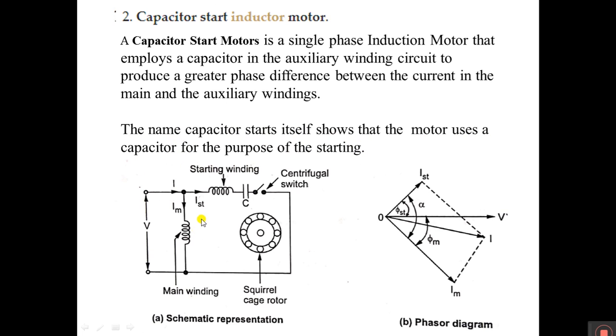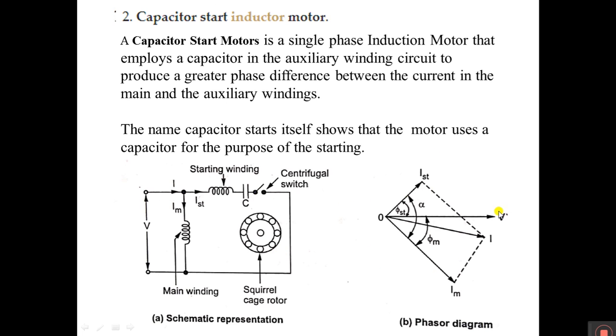Similar to the split phase induction motor, here also the current flowing through the main winding is IM. This is the starting winding or auxiliary winding, and the current flowing through it is IST. A capacitor is connected here to produce more phase angle. A centrifugal switch is connected in series with the capacitor. Here we are using a squirrel cage rotor.